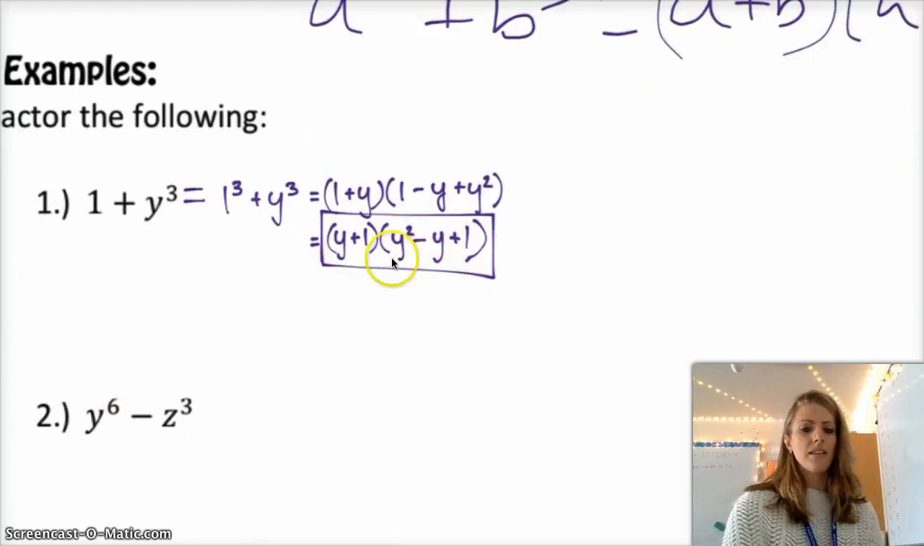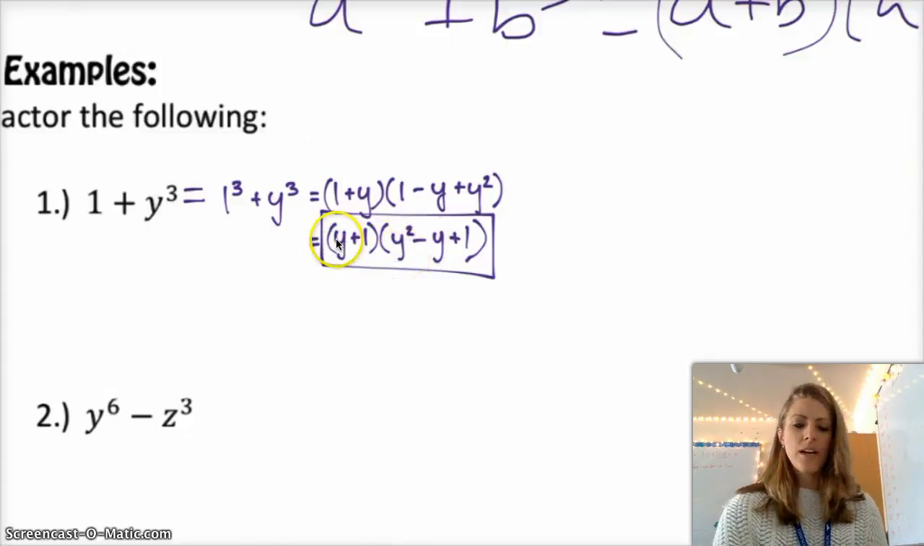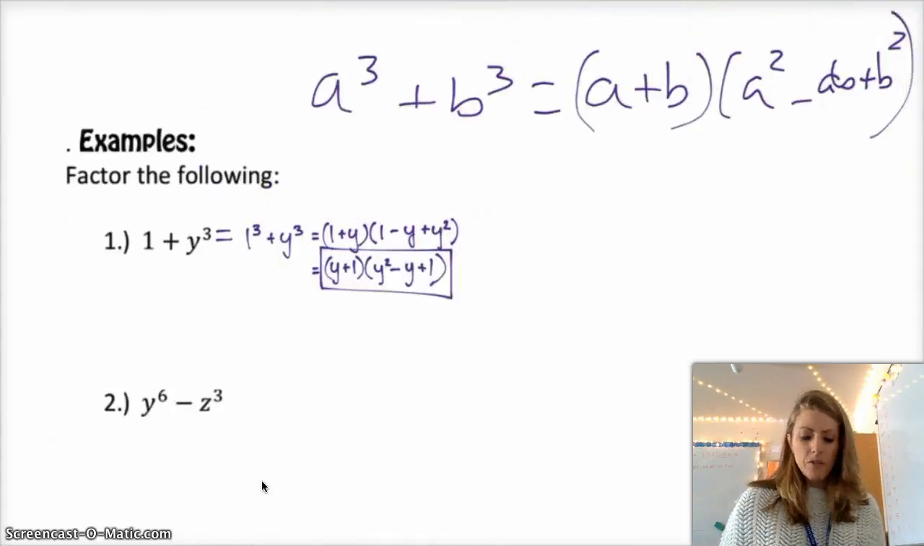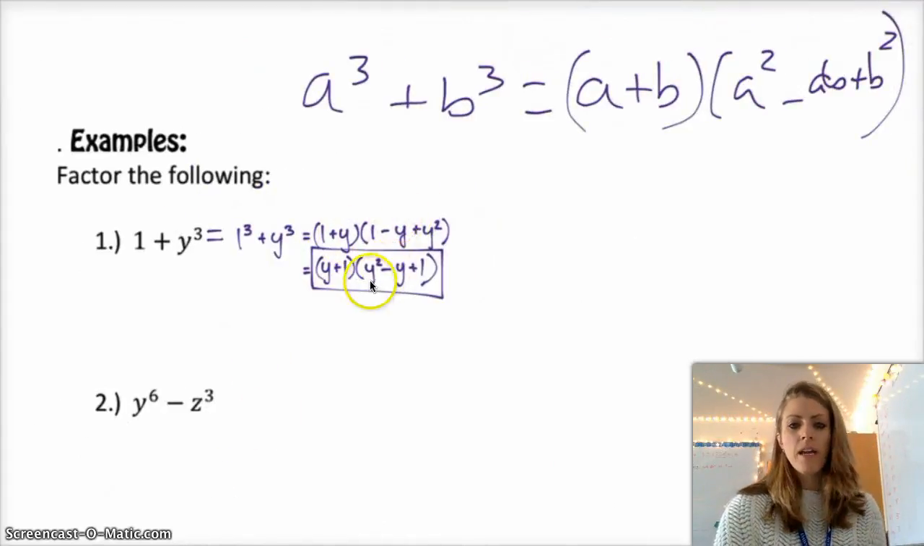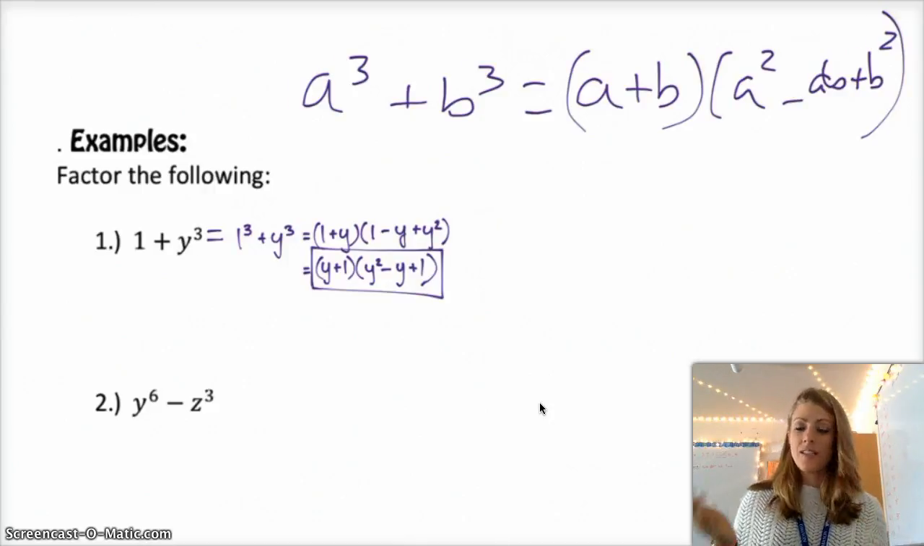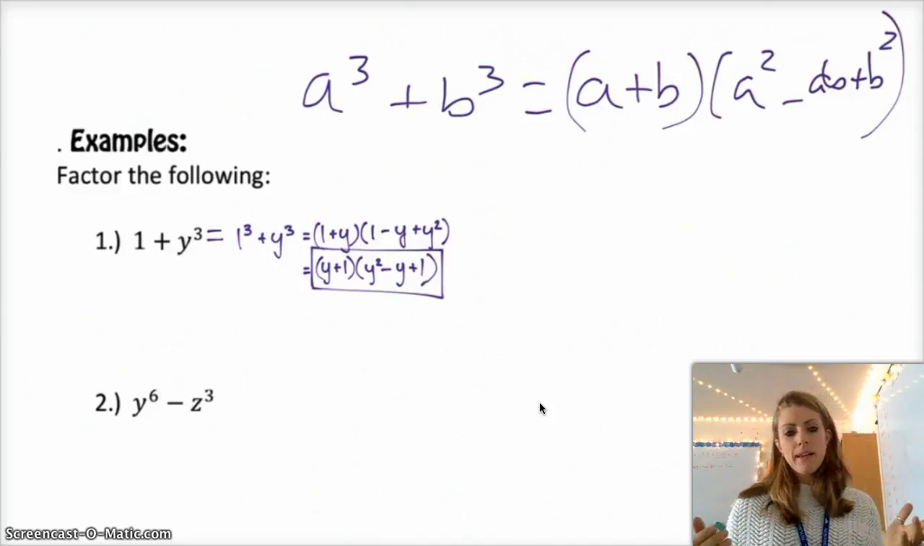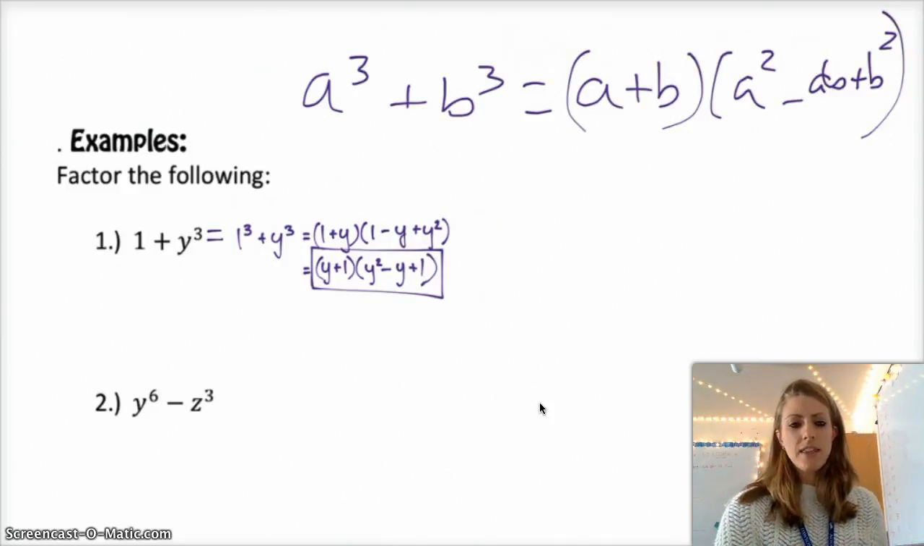I like it to be in standard form if we can. So I made it just y plus 1 times y squared minus y plus 1. But either one would be fine. And then you want to check, is y squared minus y plus 1 factorable? And in this case, there's nothing that multiplies to positive 1 that adds to negative 1, so that's not factorable. So you leave it as is, okay? The hardest part probably of this is just figuring out how to write it as cubes and deciding whether or not it actually is a sum or difference of cubes. But once you see a couple, you'll kind of start to get the hang of it, okay?